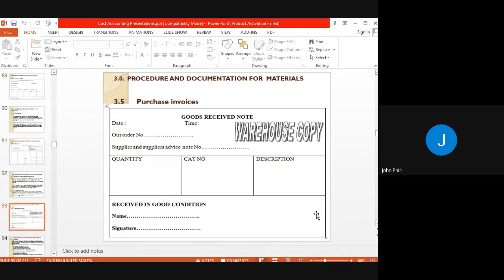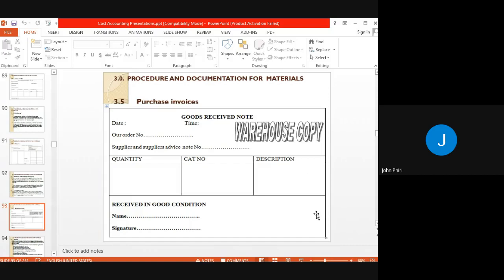Good. So here's an example of a purchase invoice. No, this one is a goods received note, sorry. I think I have another one which is a purchase invoice.